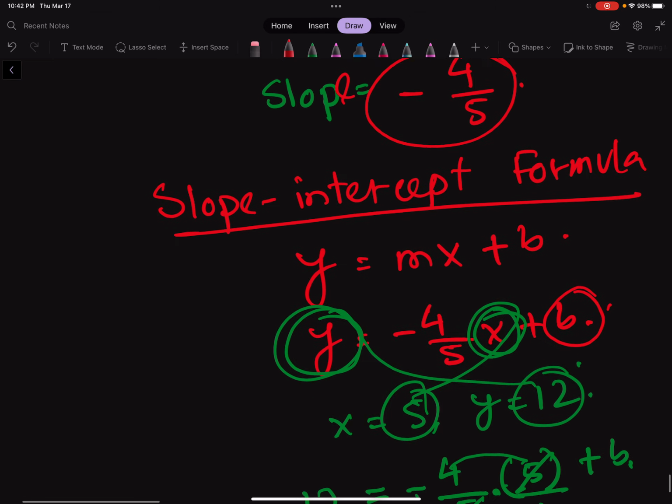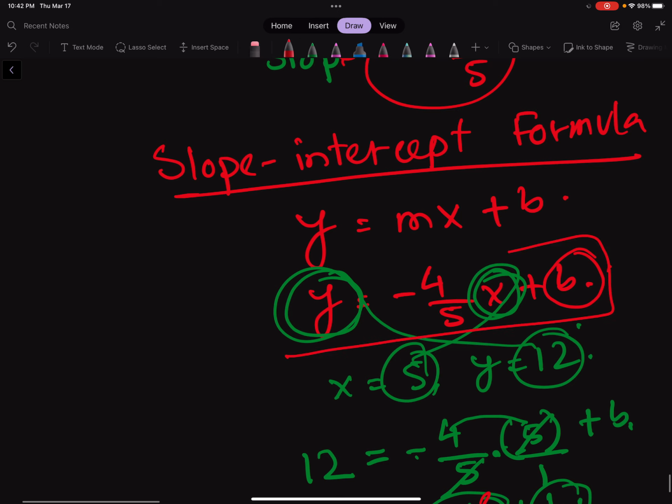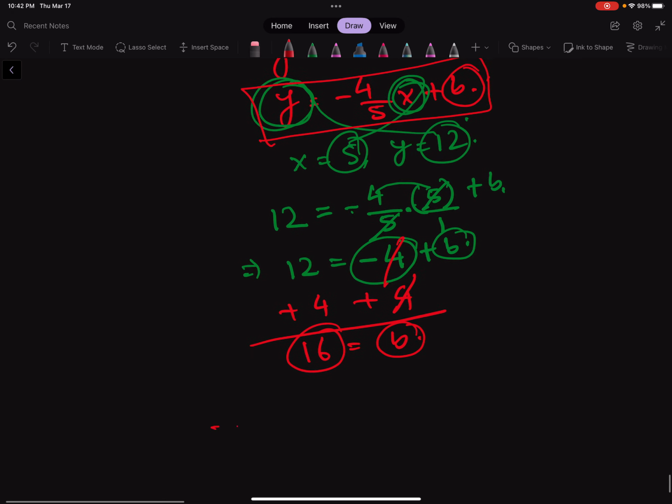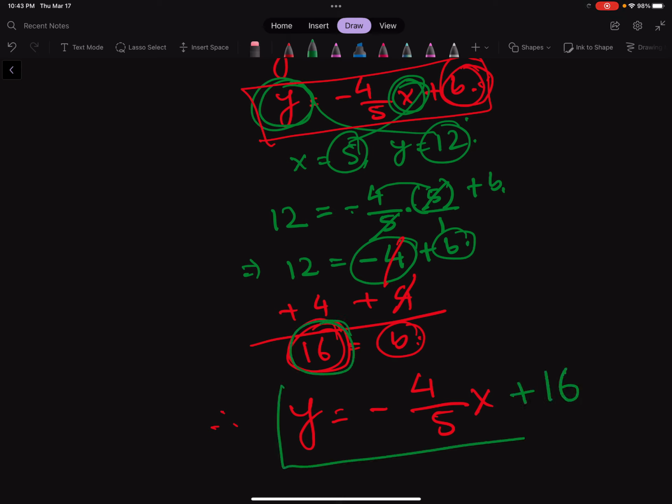Now in the equation that I had, y equals negative 4 over 5 x, I have my b, which is 16. So I say plus 16. That's my equation. All right.